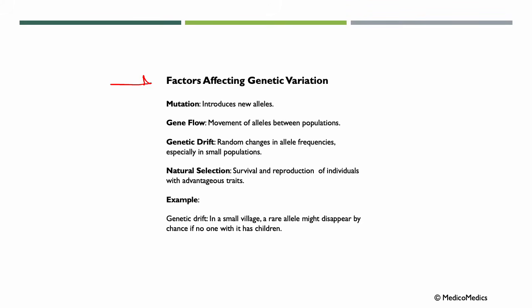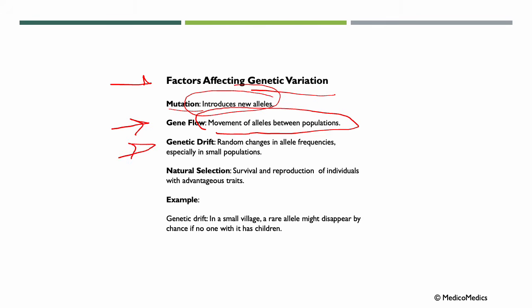Now, what are some factors affecting genetic variation? Well, we have mutation, where there is an introduction of new alleles. We mentioned before gene flow, so the movement of alleles between populations. Genetic drift, so random changes in allele frequencies, especially in small populations. And of course, natural selection, so survival and reproduction of individuals with advantageous traits.